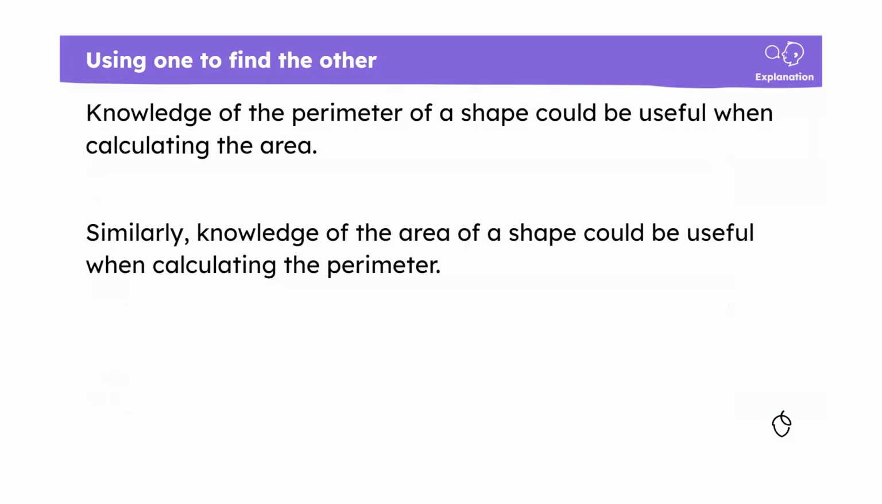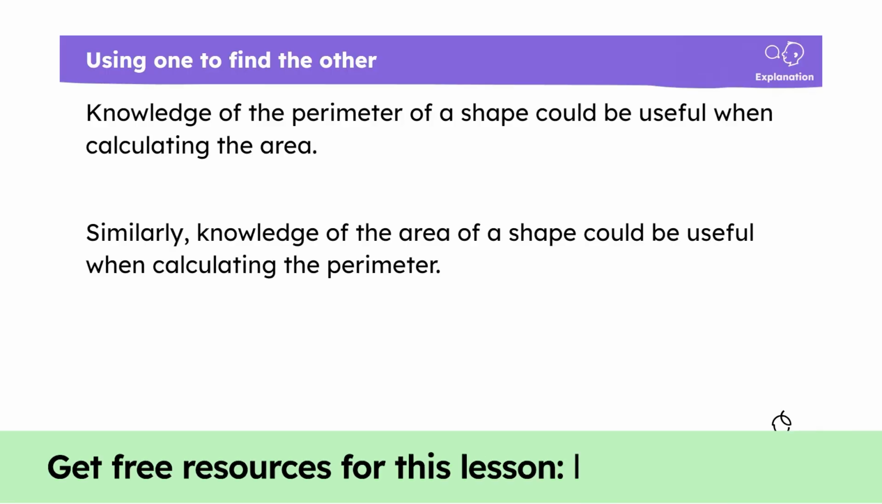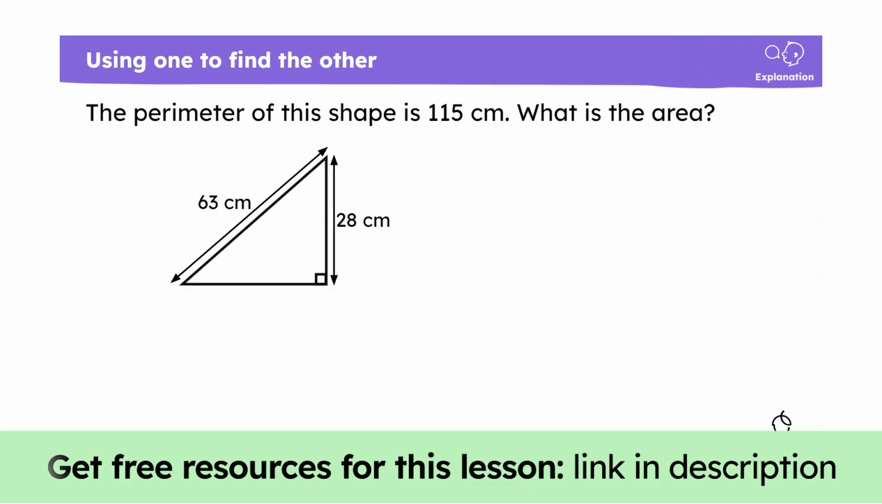Knowledge of the perimeter of a shape could be useful when calculating the area. Similarly, knowledge of the area of a shape could be useful when calculating the perimeter. The perimeter of this shape is 115 centimetres. What is the area of the shape?